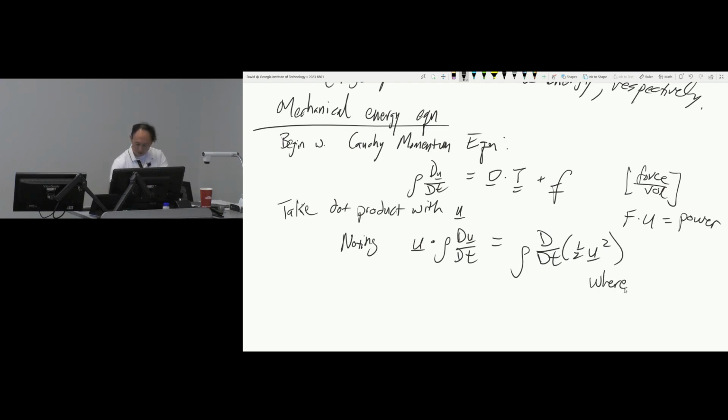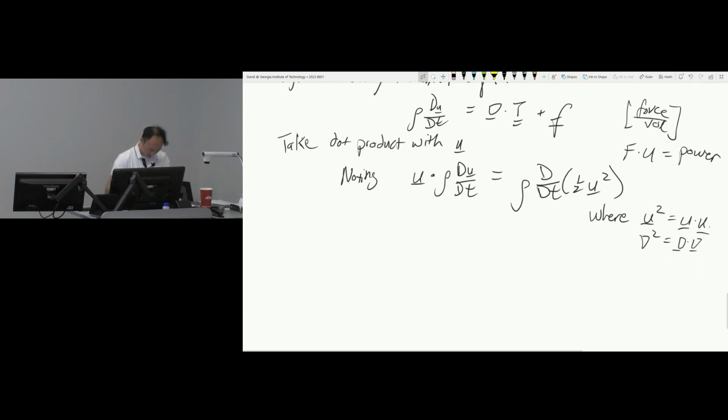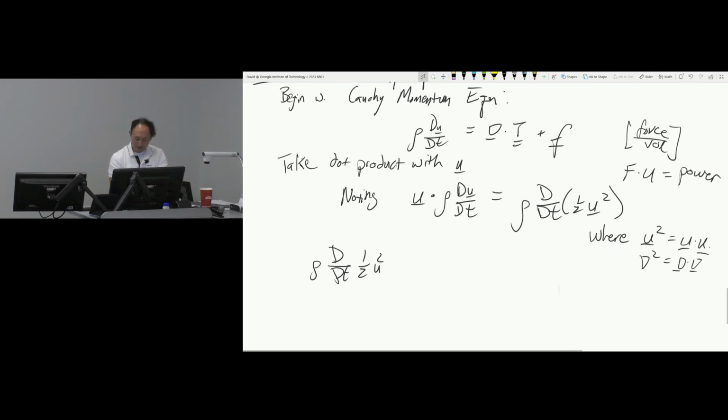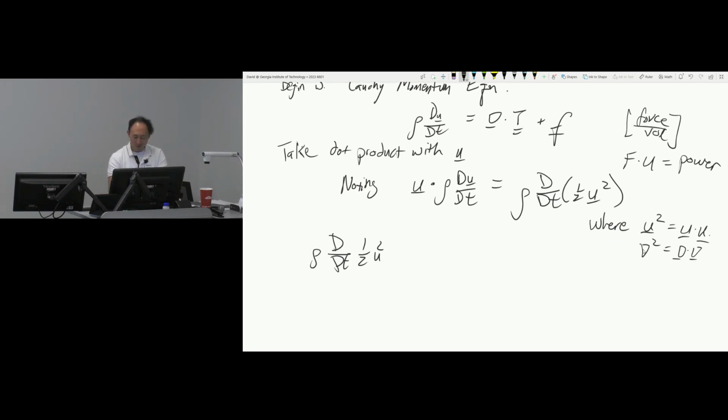Where when I have something like u squared, it's equal to u dot u. Similarly, if you remember, we had del squared was del dot del. Okay. All right, so together, we now have the mechanical energy equation. Where did the one half come from? It comes from the chain rule, because if you take the time derivative of some function of the squared, the 2 comes down. Yeah.